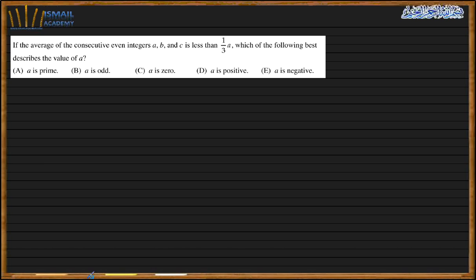If the average of consecutive even integers a, b, and c is less than 1/3 a. Okay, so let's talk about consecutive numbers. Consecutive integers are the following: n, n plus 1, n plus 2, n plus 3, and so on. Those are consecutive integers.